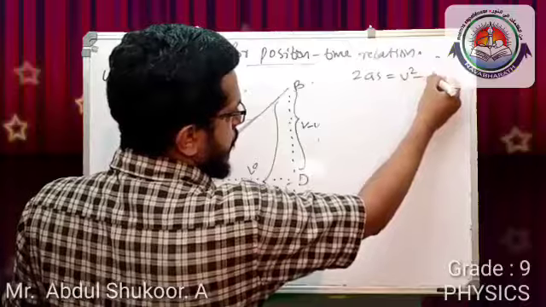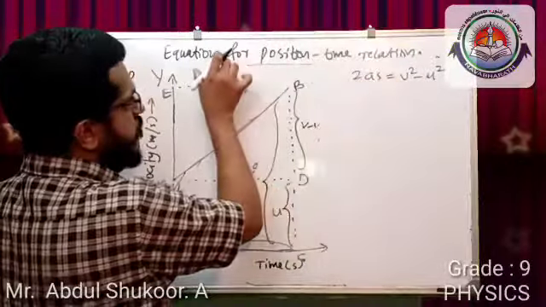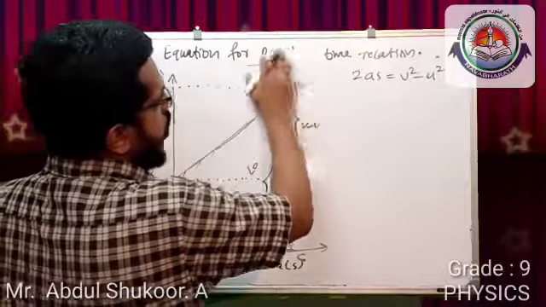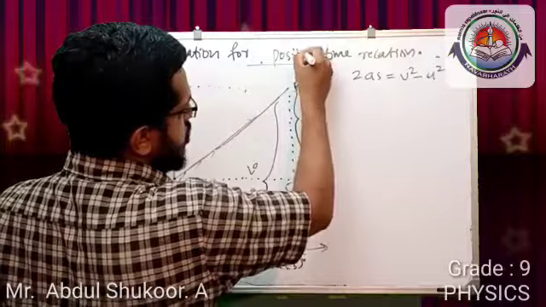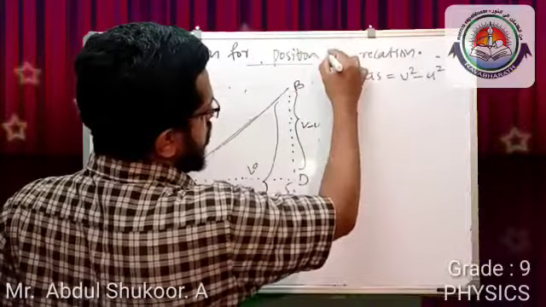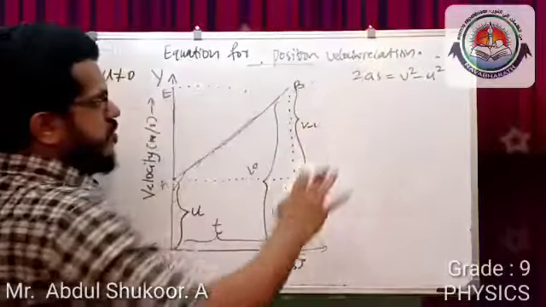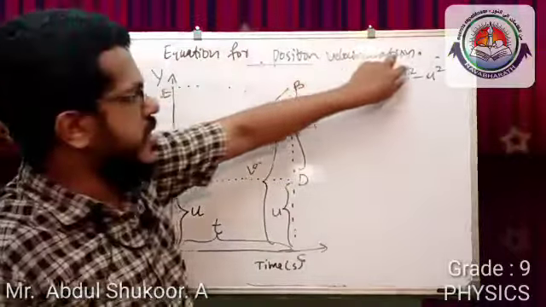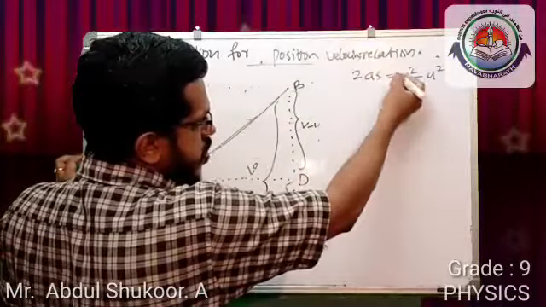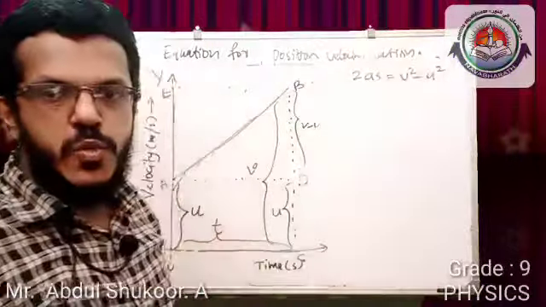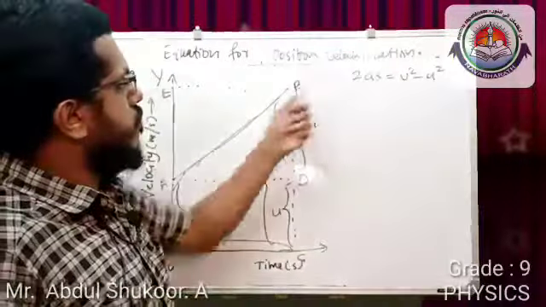Next we are going to derive the third equation of motion, that is 2AS is equal to V square minus U square. This is the equation for position velocity relation, where S is the position and V is the velocity. Then how can we derive this from this graph?